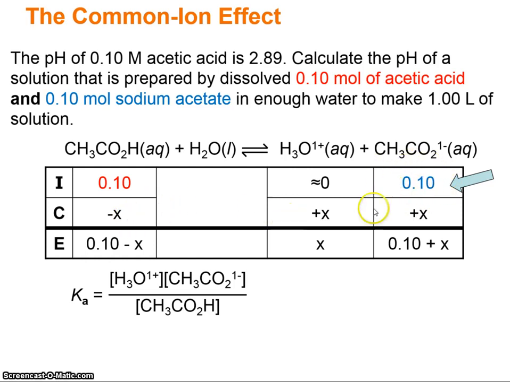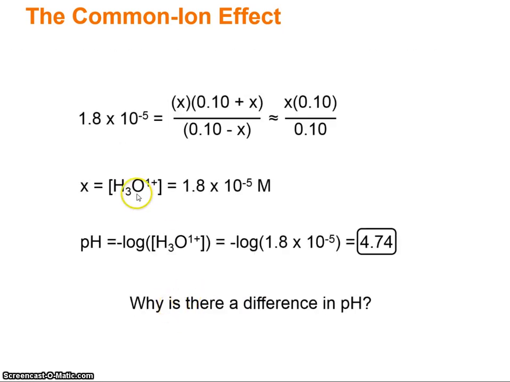Lose a little bit, gain a little bit, gain a little bit. I'll end up with the initial concentration of the acetic acid minus X, X for the concentration of H3O plus, and the acetate concentration at equilibrium plus X. Set it up in my K expression, products over reactants, H3O plus, conjugate base over conjugate acid. Put in the actual numbers.